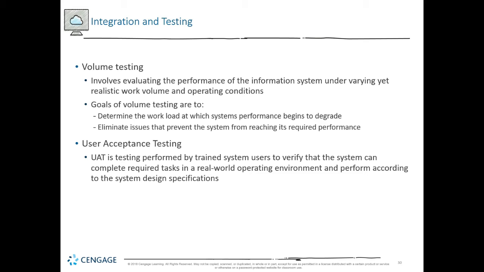User acceptance testing, UAT, is testing performed by trained system users to verify that the system can complete required tasks in a real-world operating environment and perform according to the system's design specification.